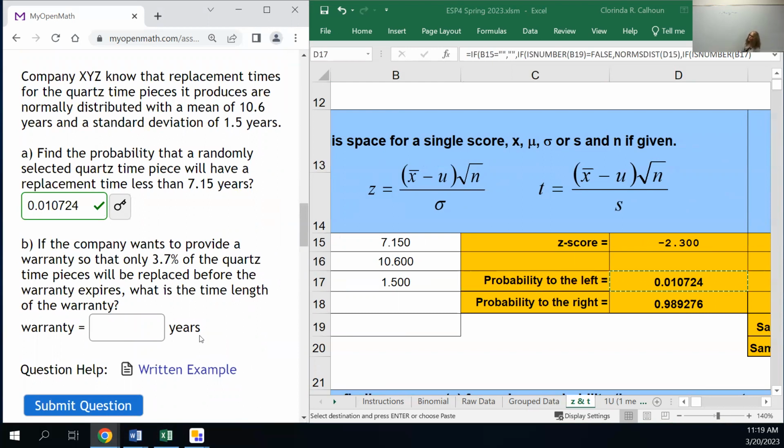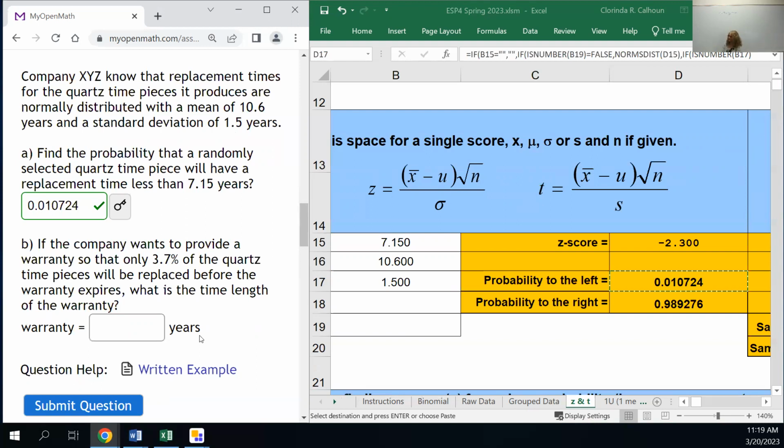Everyone see why we went back up to section 2? We're finding probability. If you are given probability, you're in section 3, but we weren't given the probability. We were given a value to compare it with. And so that means section 2.